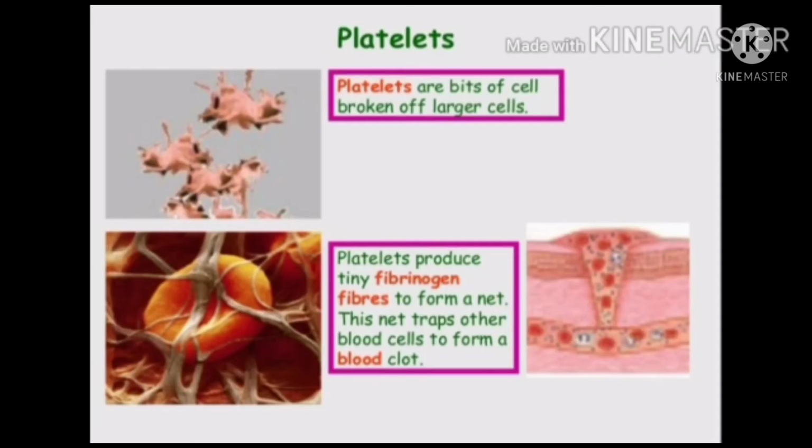Before reading about heart, we are going to read about an important function of blood, that is blood clotting. Here in this slide you can see that blood clotting is a very important function of blood. It is done with the help of platelets. Platelets produce tiny fibrinogen fibers to form a net. This net traps other blood cells to form a blood clot.